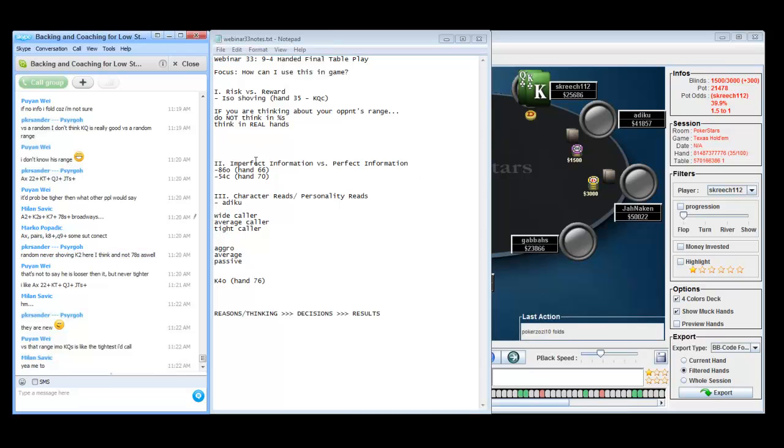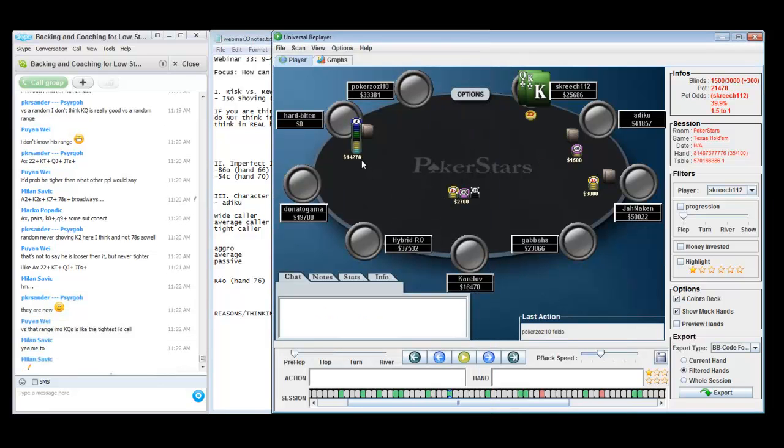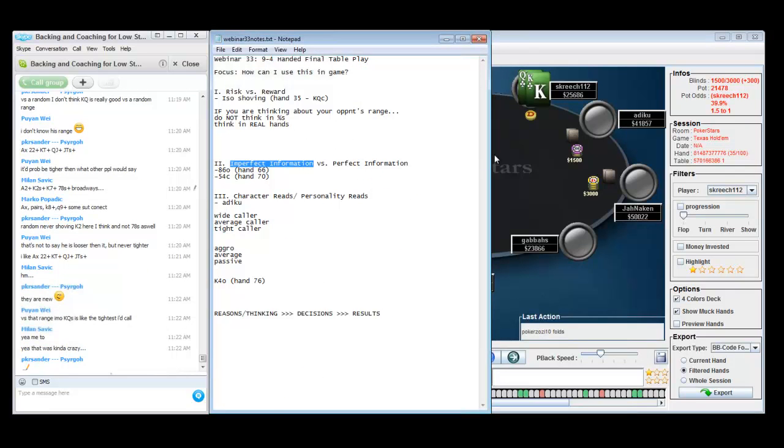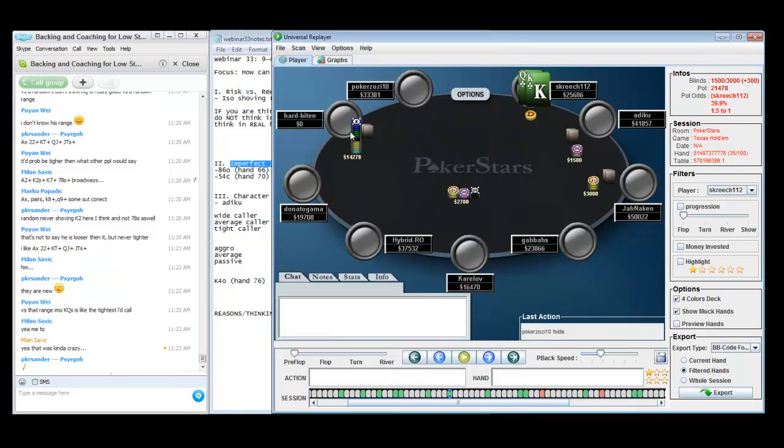Because notice what you're doing. We'll get to this in a second. You guys are trying to pick up imperfect information. Perfect information, by definition, is stuff that you know. For instance, he's shoving 14,278. That's perfect information. Imperfect information is what this guy's shoving range is.